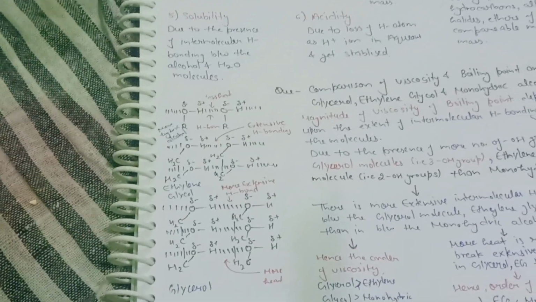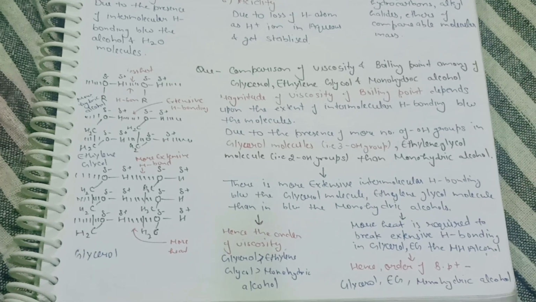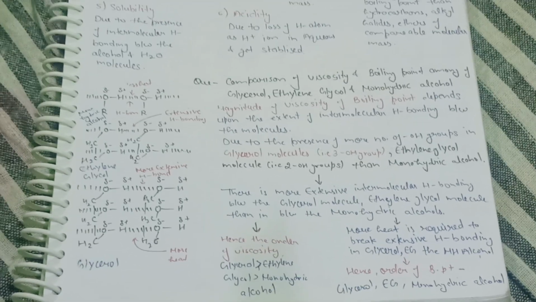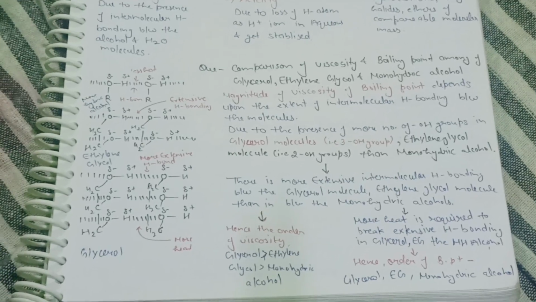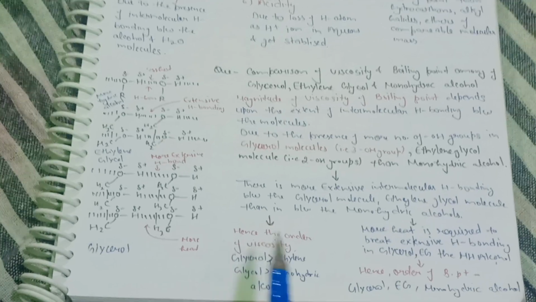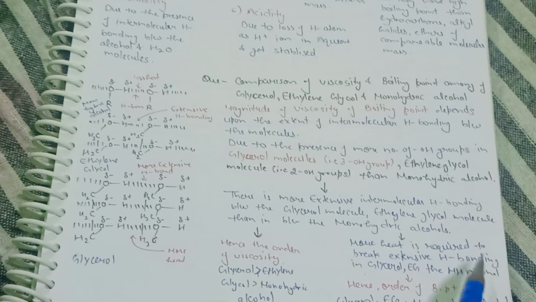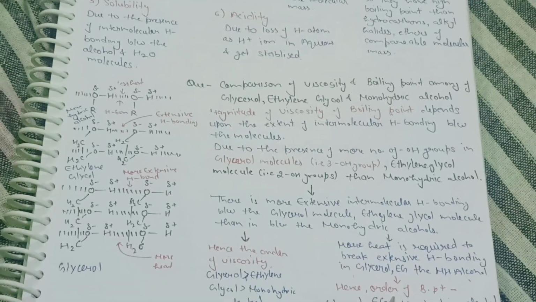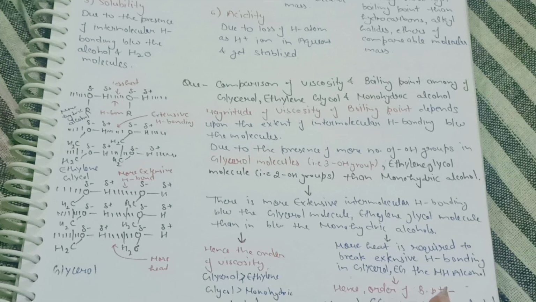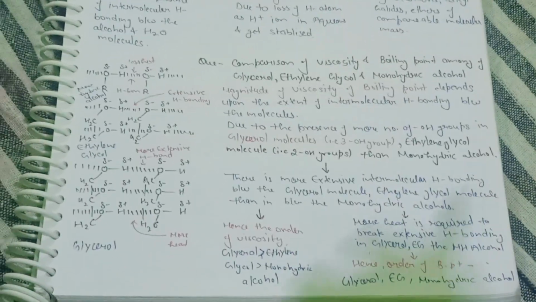The more hydric the alcohol, the more heat is required. There is more extensive intermolecular hydrogen bonding between glycol molecules, ethylene glycol molecules, than between monohydric alcohols. Hence the order of viscosity: glycerol, ethylene glycol, monohydric alcohol. More heat is required to break the extensive hydrogen bonding in glycerol, ethylene glycol, then monohydric alcohol. Hence the order of boiling point: glycerol, ethylene glycol, monohydric alcohol.